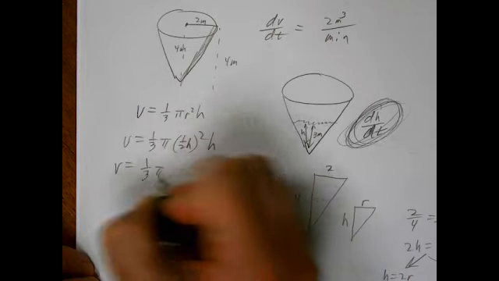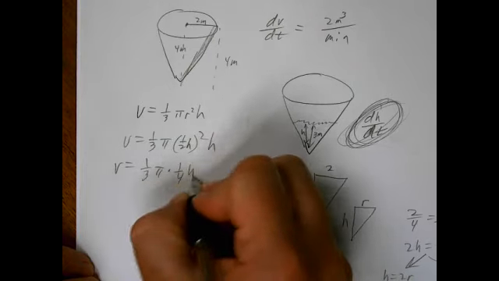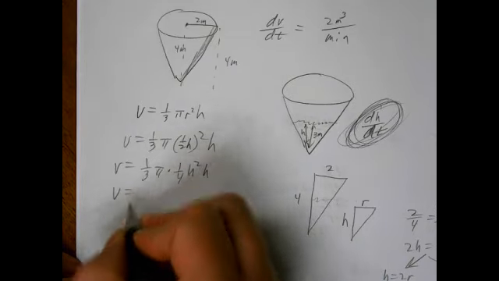1/3 pi times squaring a half gives a 4th. Squaring H gives an H squared. There's the H that was already there. Cleaning up a little bit more.